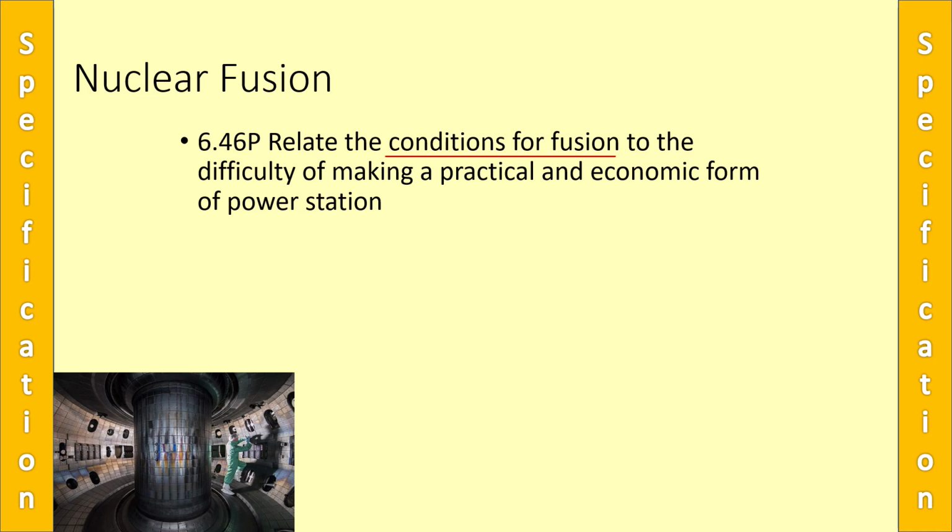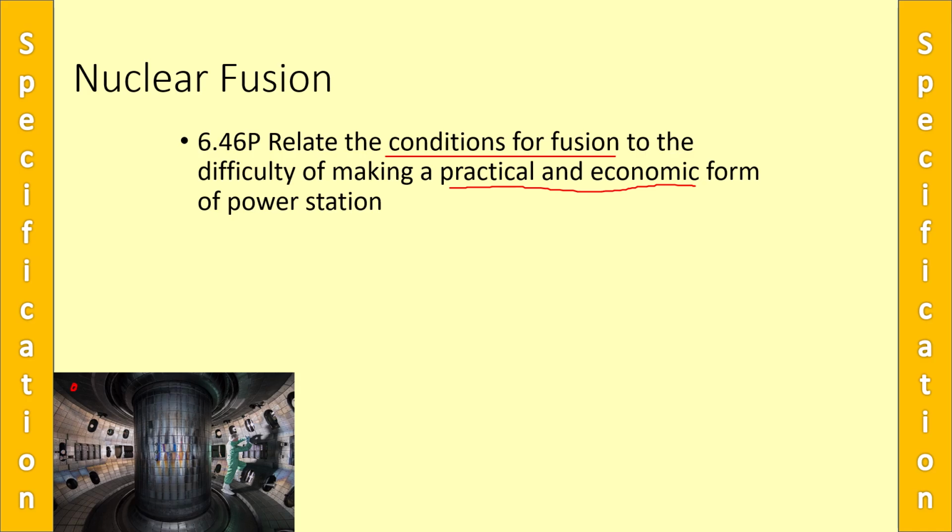I showed you this tokamak earlier. This tokamak is the name for these types of fusion reactors, but as you can see, it's small. We are able to carry out fusion reactions, but we haven't yet successfully done it on a large enough scale. So that's what it's talking about in terms of practical and economic form of power station. We cannot generate the levels of energy to power towns and cities. We have not worked out how to solve that problem just yet.